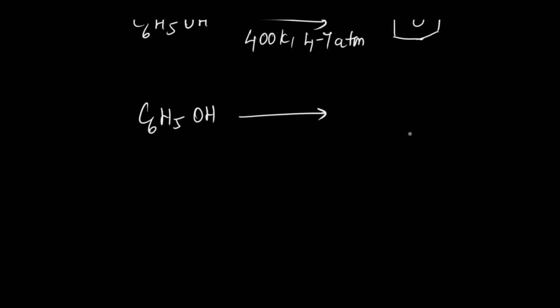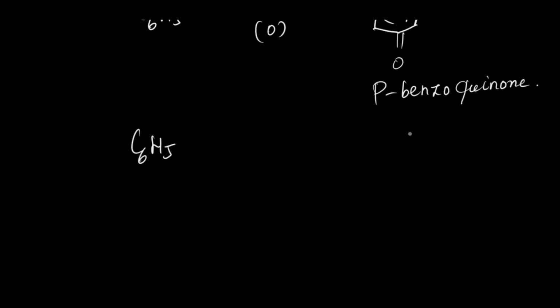The next reaction with phenol, it is C6H5OH with CrO2Cl2. It is an oxidation reaction which will lead to the formation of benzoquinone, that is para-benzoquinone. Next reaction, phenol with our benzene diazonium salt.